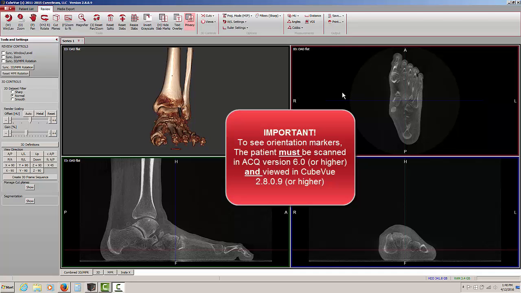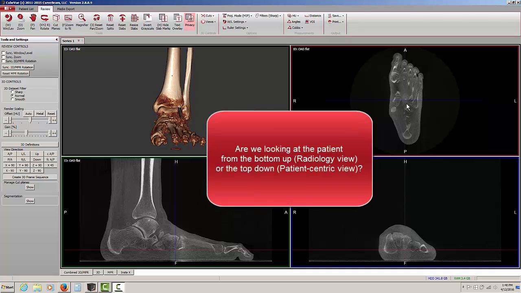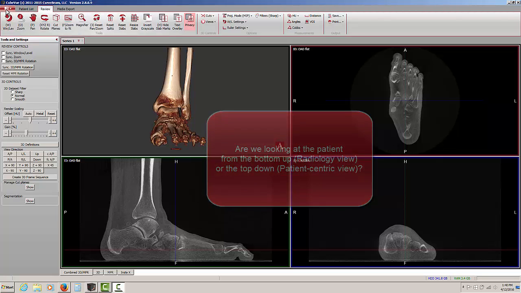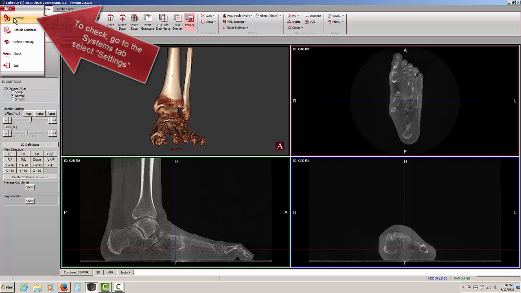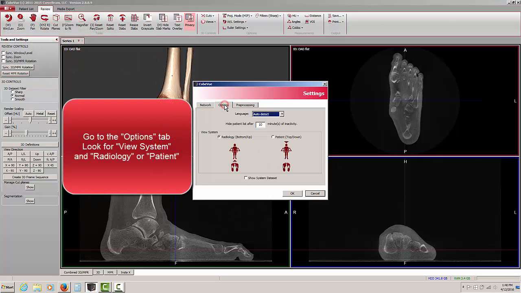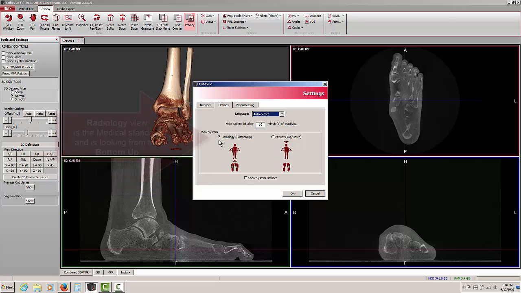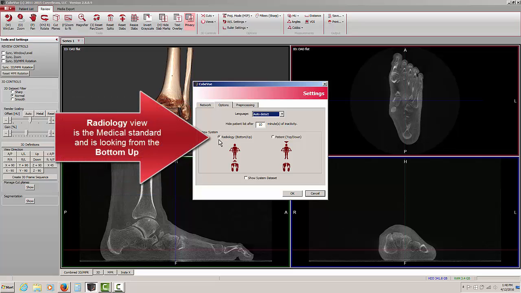So if you do have the orientation markers, you also need to determine, are we looking at this image in the axial view from the bottom up or the top down? Going to the upper left corner, all the way at the top, the Systems tab, select Settings, then go to Options. Under View System, by default, the radiology view, which is the standard or convention looking from the bottom up, should be selected. That means your axial view, you are looking from the bottom up.